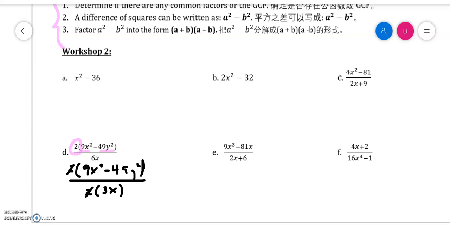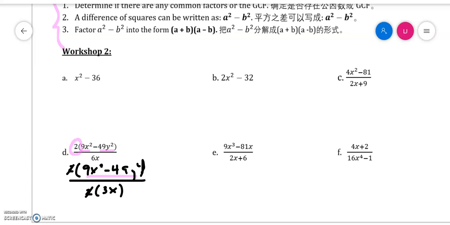Now remember, this part is called a difference of squares. So let's see, is this difference that we have in the numerator a difference of squares? 9x squared, 9 is a perfect square. X squared is also a perfect square. And then 49y squared. 49 is a perfect square. And y squared is a perfect square. So yes, this is the difference of squares.